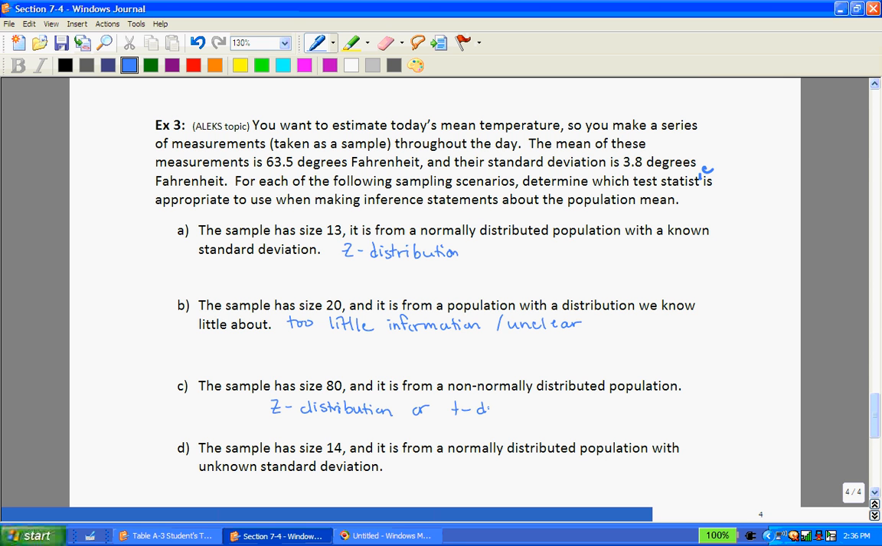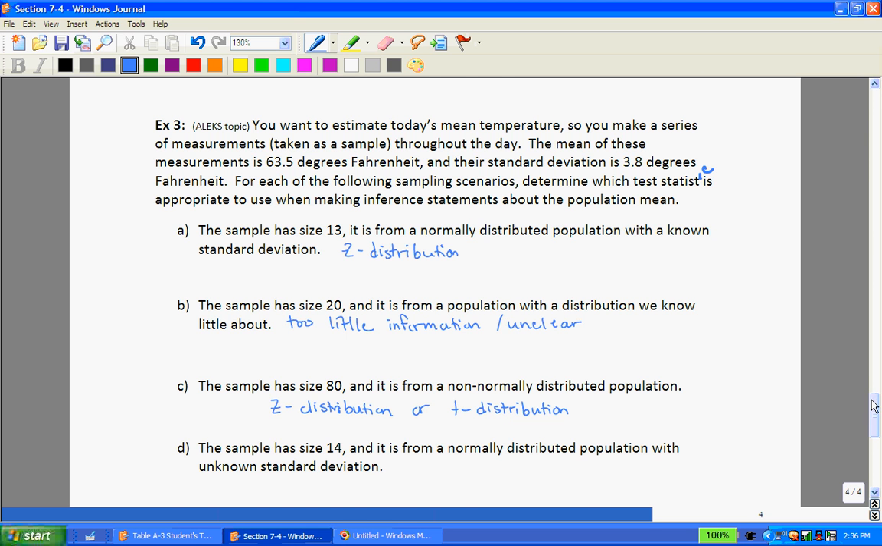or t distribution. So the reason why it's "or" is we have two reasons. Because it's so large, since 80 is so much larger than 30, that gives me the permission to use the z distribution. But because I don't know the standard deviation, I could use the t-distribution. And actually here we would get very, very close or similar results using either distribution, because a t-distribution actually starts to look like a standard normal curve the larger our sample size gets. So this one could go either way, z or t.